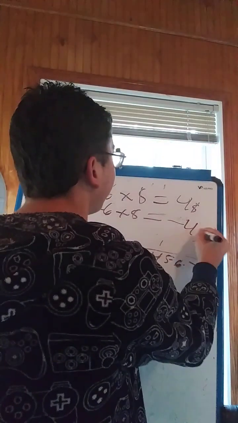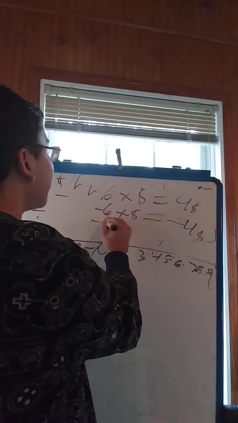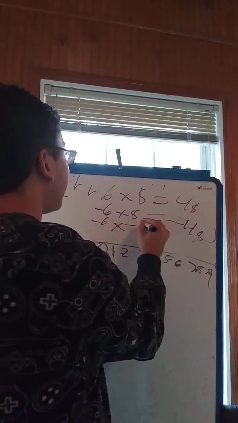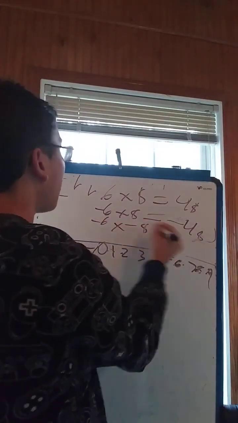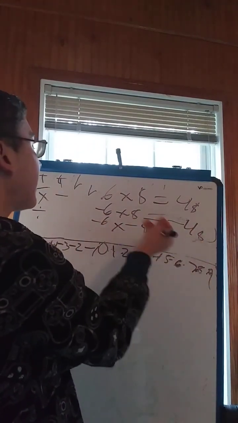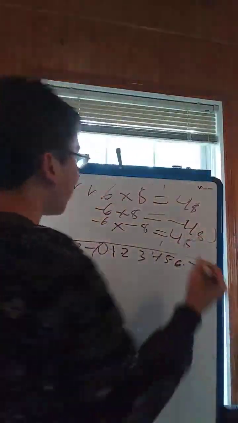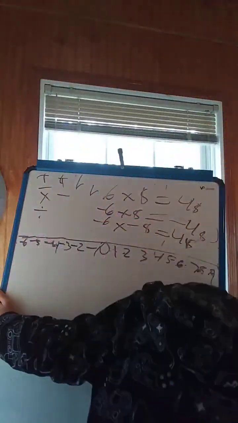So negative 48. When you have negative 6 times negative 8, well, both of these are the same sign, so your answer would be positive. Forget about the sign for these numbers. So again, that would be positive 48.